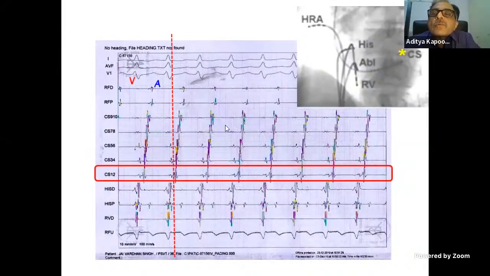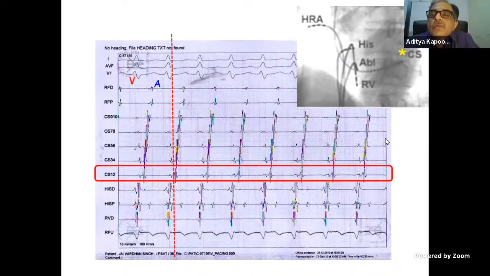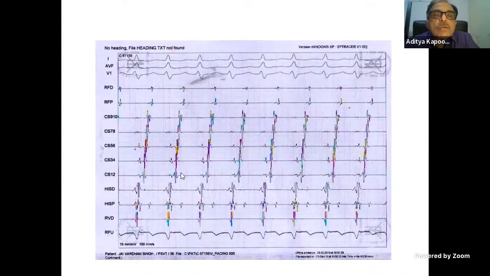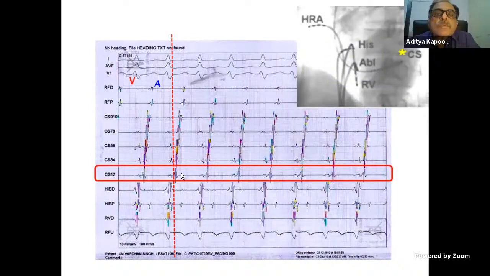So perhaps it could be a pathway, or it could be a left atrial tachycardia also. But then Dr. Vivek will do certain maneuvers. We will discuss them if we have time. So this is how you will find out. It's an eccentric VA activation. CS12 appears the earliest, could be a pathway.